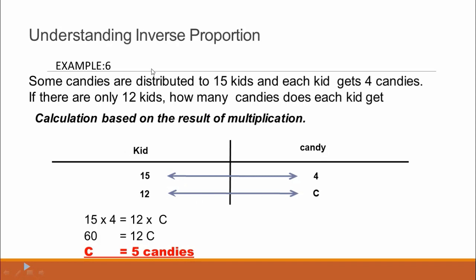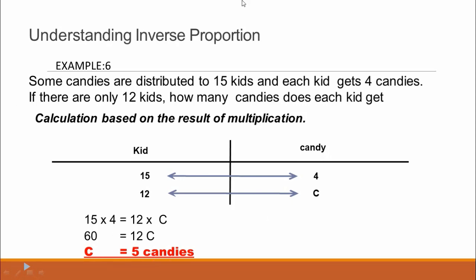Now in inverse proportion, multiply these two quantities, and then multiply these two quantities: 15 multiplied by 4 and 12 multiplied by C. This is the unknown variable, so C is connected with the 12. So dividing both sides by 12, we obtain C is equal to 5 candies.